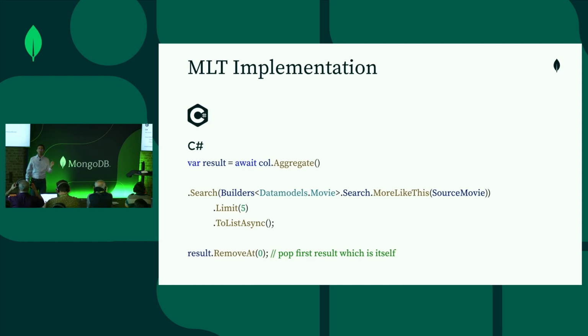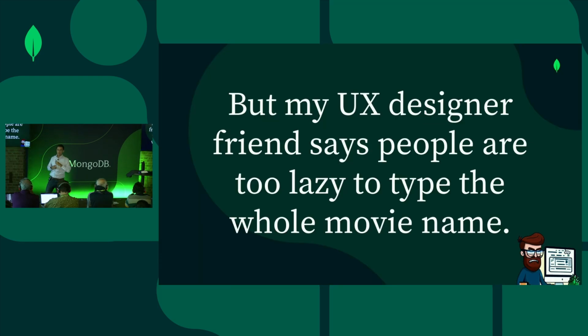And implementation of this is pretty straightforward, where it's a single line of code. There's a C# code, again, can be in any application language that you like. It's a more like this operator, pass the source record, and it gives you what other records look like this, right? So pretty easily with a single command, we just put together a recommendation engine. Great, I love it. My UX friend doesn't.